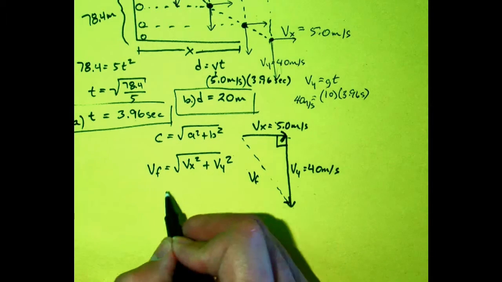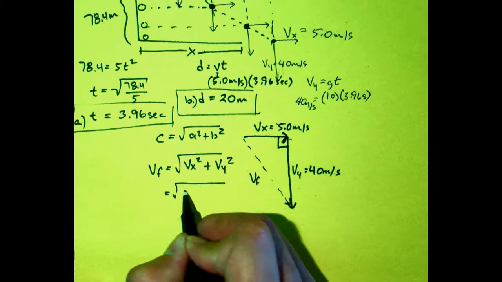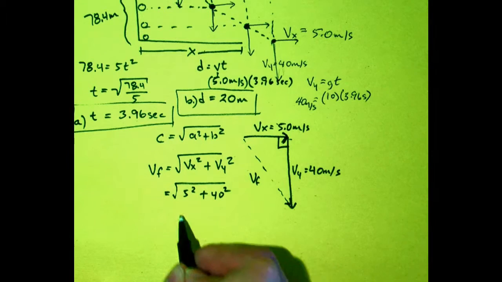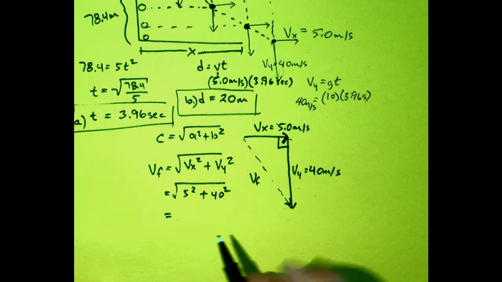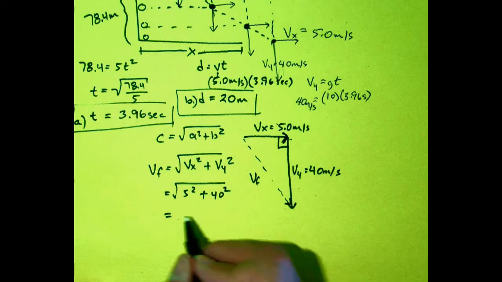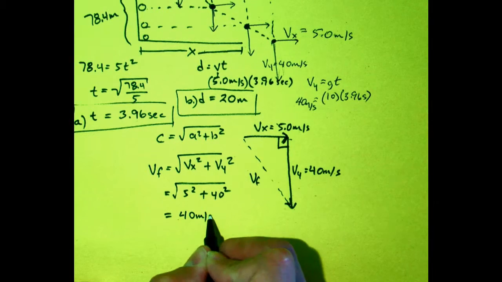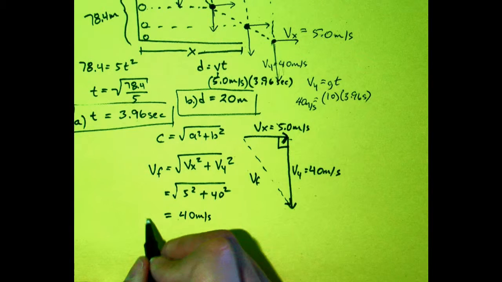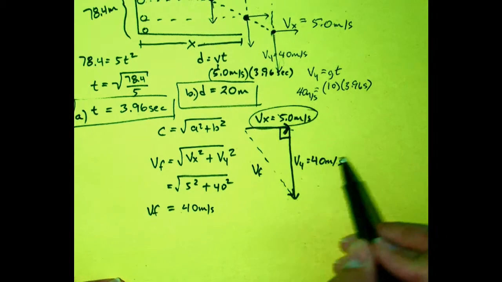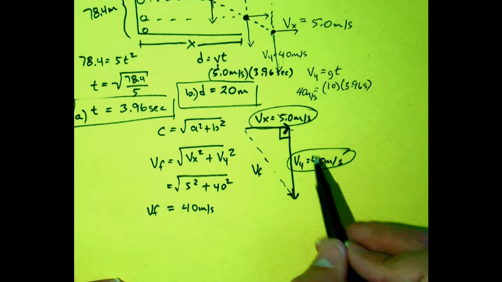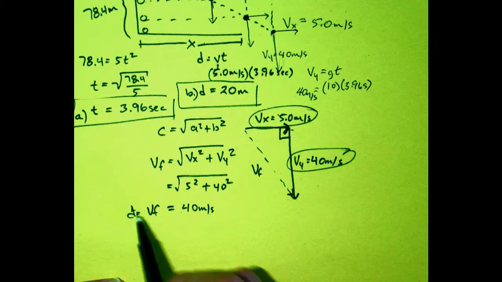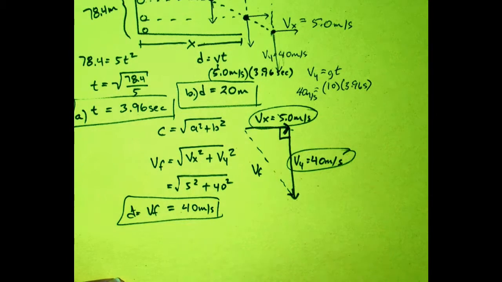So now I can go ahead and plug in for those. It's the square root of 5 squared plus 40 squared. Should give you 40 meters per second, somewhere around there. So your final velocity is somewhere around there. So you have your horizontal component, your vertical component. That's what C was asking. And then your final velocity, like what D was asking, is this right here.